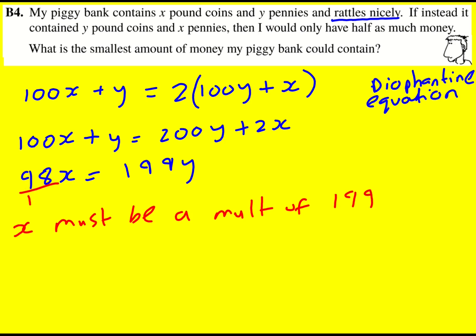And you can actually see that by dividing through by 199. y is then equal to 98 over 199 times x. So for y to be a whole number, x has to be a multiple of 199. And in a similar way, if we divide it through by 98, then we've got 199 over 98 times y is equal to a whole number, so y must be a multiple of 98.